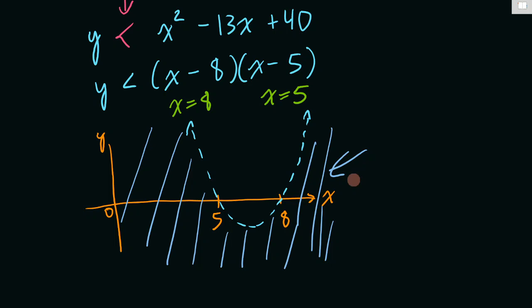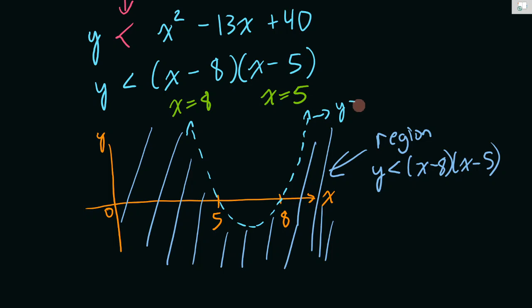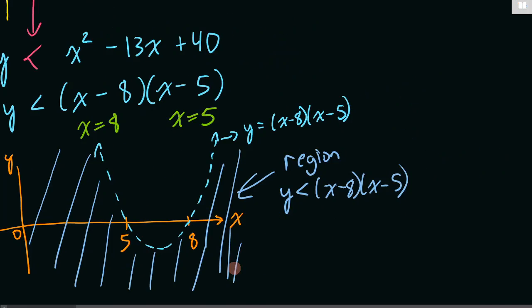And so this is the region of y less than (x minus 8)(x minus 5). Okay? And this line itself is the line y equals (x minus 8)(x minus 5). Okay, so then in terms of solutions, any point in this region would be a part of the solution of this quadratic inequality. Okay, let's try one more.